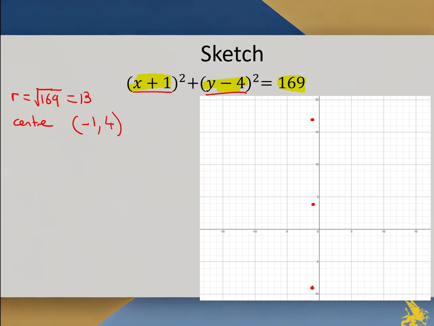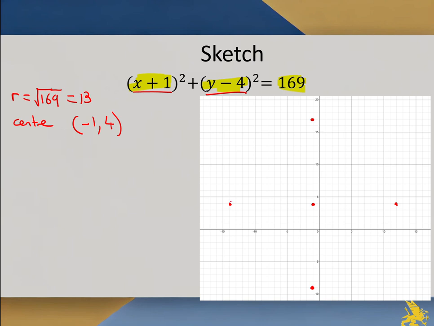And I'm going to work my way across, which means I'll point at 12 here, and then I'm going -1, take away 13, and that's going to get to -14. So I've got this point here. So that gives me part of my circle.